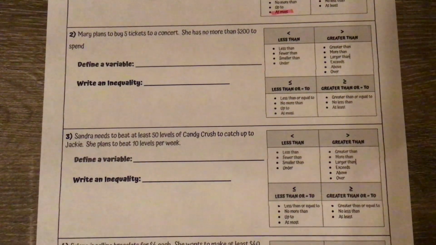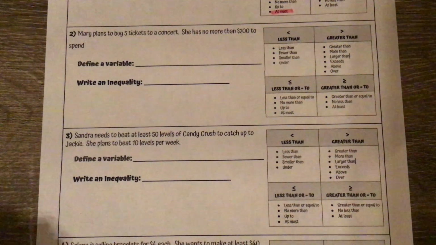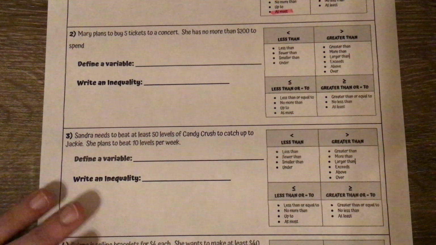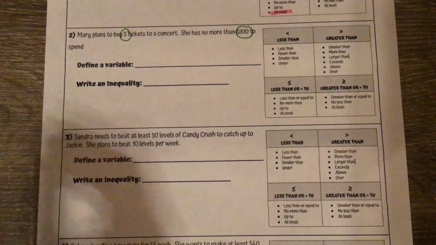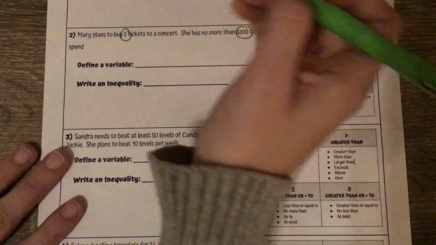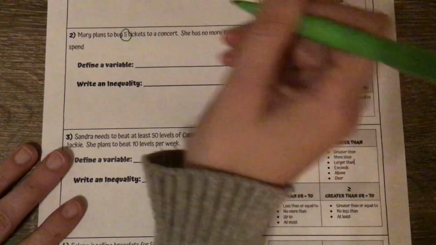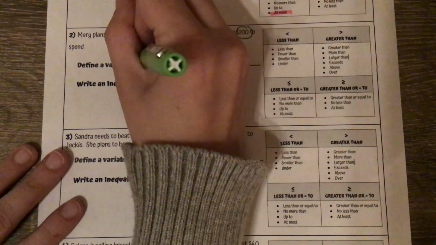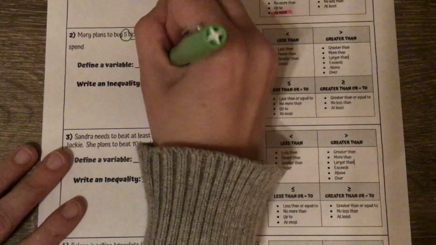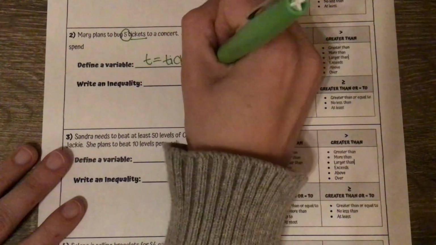Number 2, Mary plans to buy 5 tickets to a concert. She has no more than $200 to spend. So 5, 200. The unknown is, we don't know what the ticket price is. So let's say T equals ticket price.